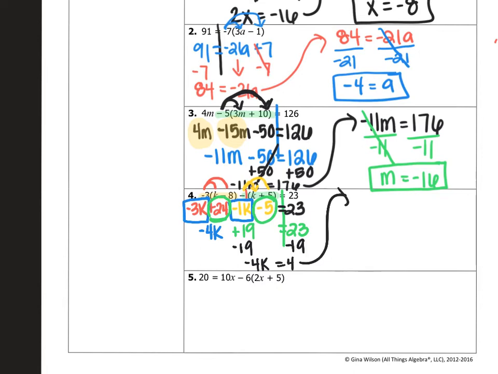Let's rewrite this over here just because I don't have enough room. Oops, and let's erase that because that's supposed to say -4k equals 4. Negative 4k is attached to k. That means that they are multiplying. I need to divide both sides by negative 4. The negative 4's cancel. K equals 4 divided by negative 4 gives me negative 1.